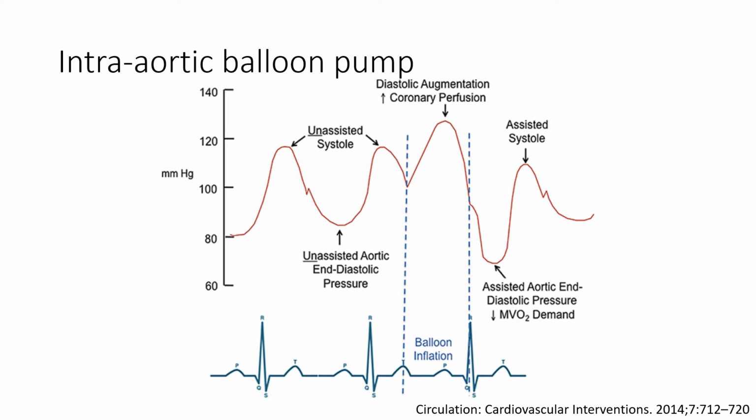And the thing to highlight here is you have the unassisted systole, and then you have the diastolic augmentation increasing the pressure, which results in increased coronary perfusion. And by decreasing the end-systolic pressures, the assisted systole, you can see on the far right, this is lowering the pressures, which is helping to unload the left ventricle.